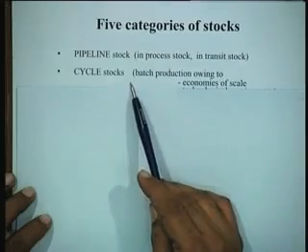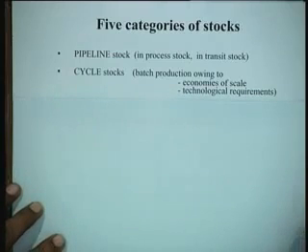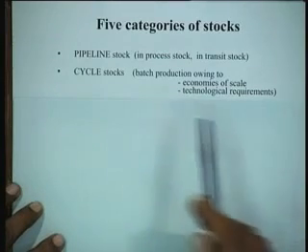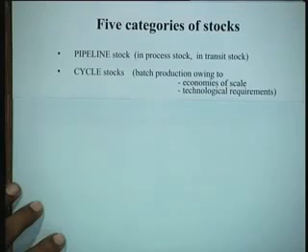Cycle stocks occur, for instance, in batch production owing to economies of scale or to technological requirements. What this means is that when you are producing, instead of producing one item at a time, you often tend to produce in batches. So if you are producing a certain quantity, you might produce, let's say, in batches of 100. When you have batches of 100, you are not consuming at the same rate. The production rate is typically higher than the consumption rate, so you have stocks accumulating. And this accumulation of stocks is what we call cycle stocks.